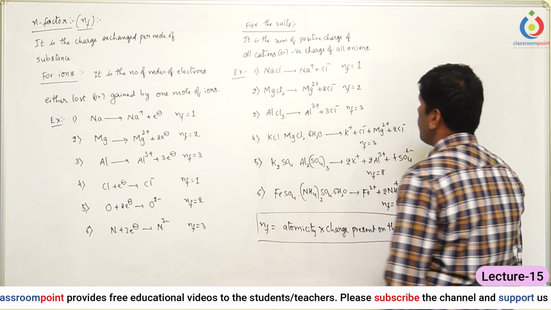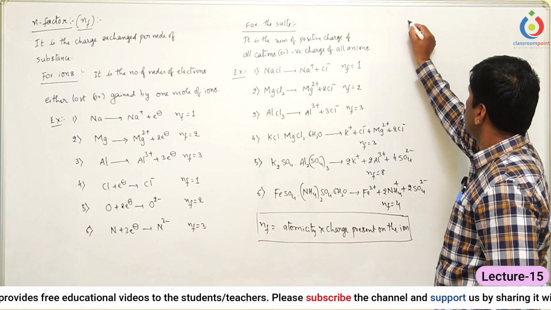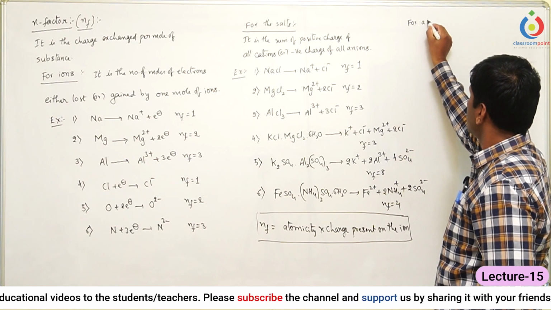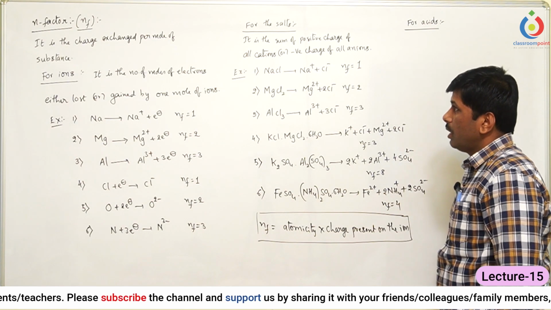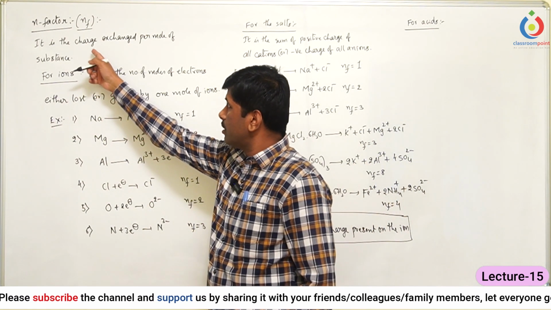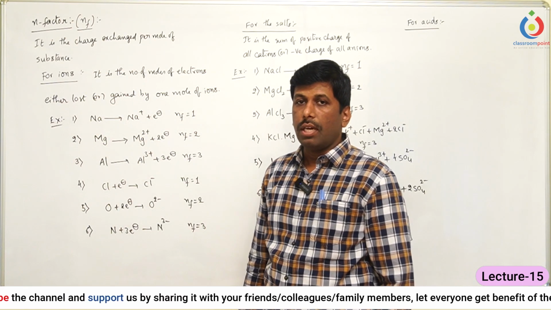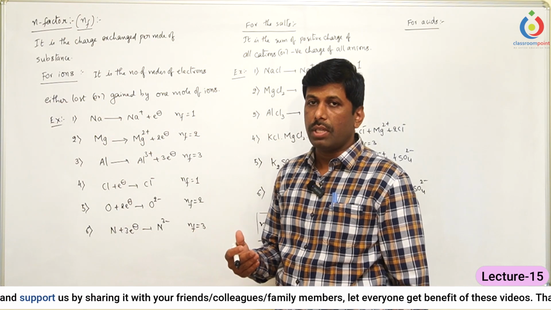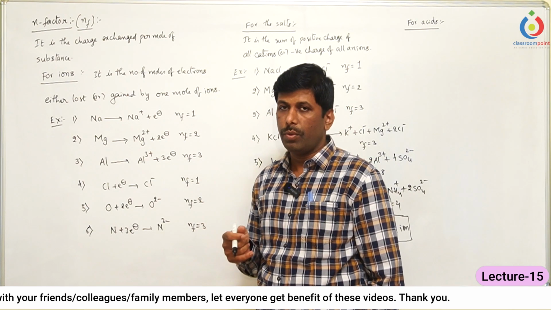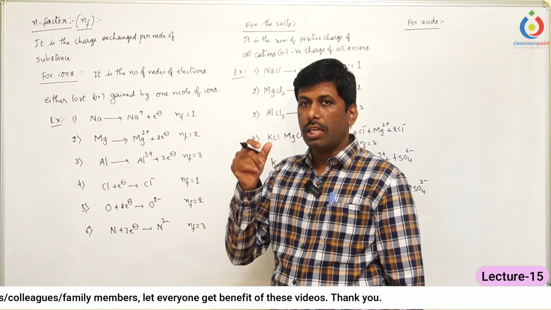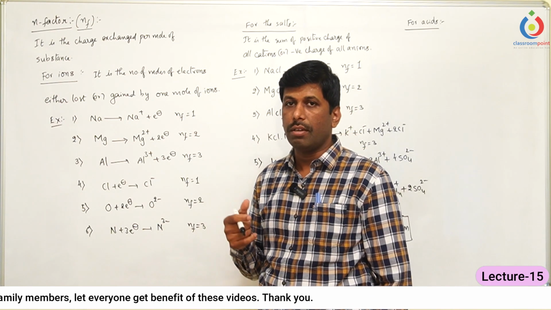Now let us see the N factor for acids. So here we said the charge exchanged or charge transferred. Charge can be transferred in different forms, either in the form of the H plus ions or in the form of the electrons or in the form of the OH minus ions. Depending on the type of the molecules we select, we apply the concept.